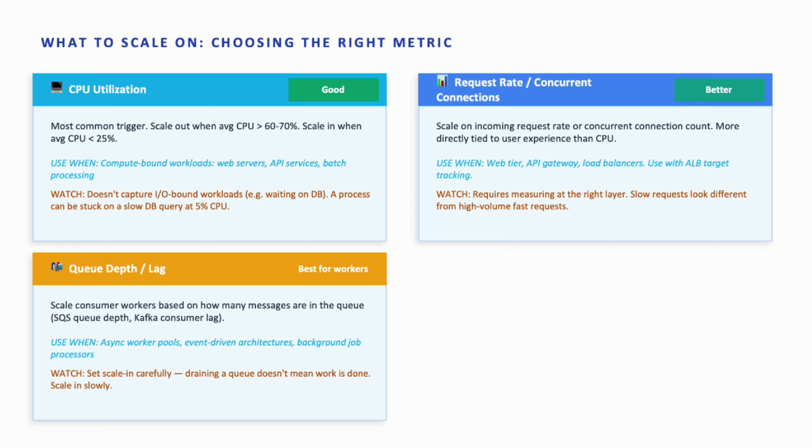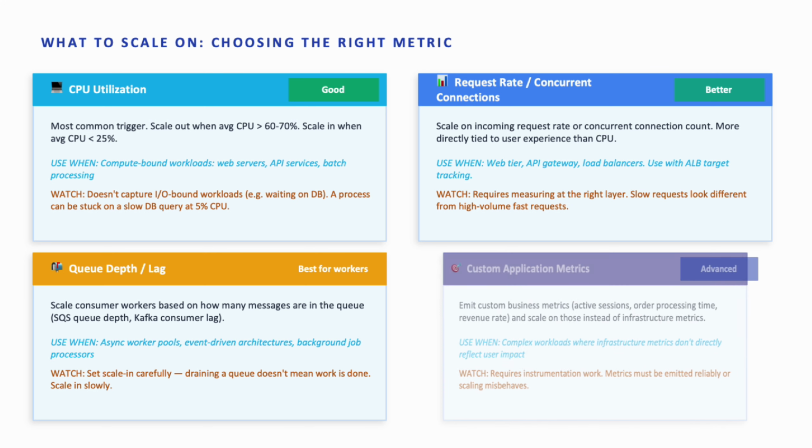So the scaler works based on queue depth. If there are 0 messages in the queue, we require 0 workers. If there are 10,000 messages in the queue, then we have to add more workers fast. This is the most responsive because the metric directly represents work waiting to be done.